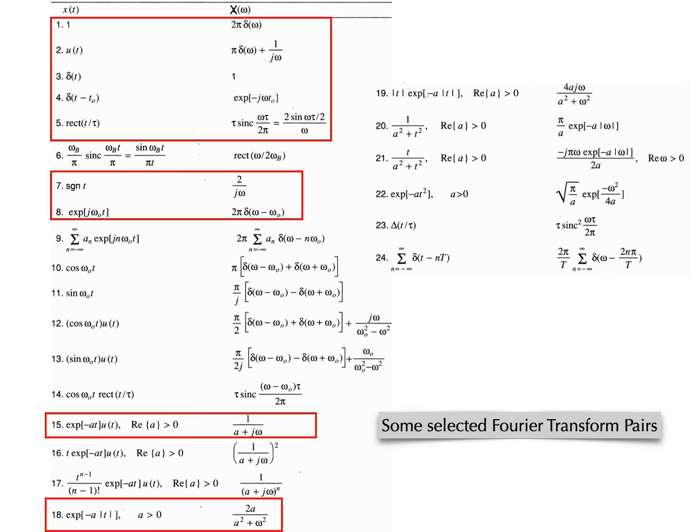These are the ones which are more commonly used, and then number 15 and number 18 are the ones that we are going to use in our next example, and we have already found their solutions in the previous two examples. Number 15 is the one-sided exponential function, and number 18 is the two-sided exponential function.